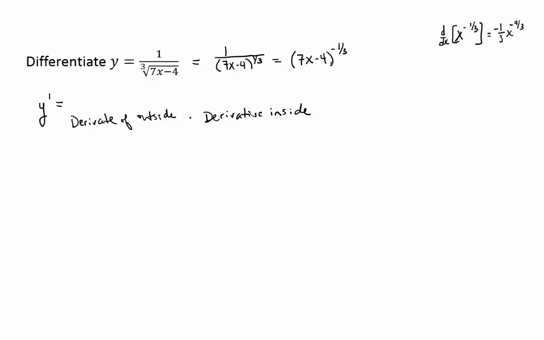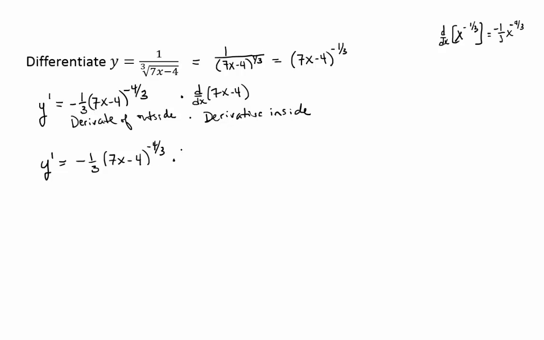What do I mean by the derivative of the outside part? Just ignore the 7x minus 4. It's just going to stay the same, just the way the x stayed the same over here. I'm going to bring the negative 1/3 out front, and I'm going to subtract 1 from it. But then to compensate for the fact that that wasn't just an x there, I multiply by the derivative of 7x minus 4. So y prime equals negative 1/3 times 7x minus 4 to the negative 4/3 times 7. Derivative of the outside times derivative of the inside.